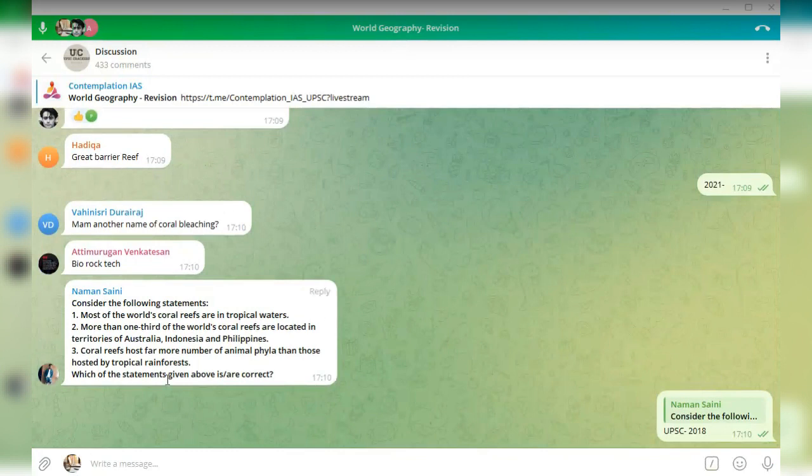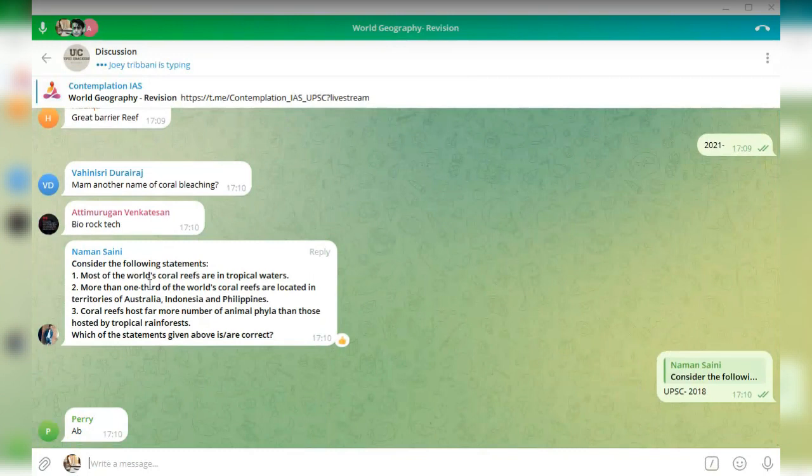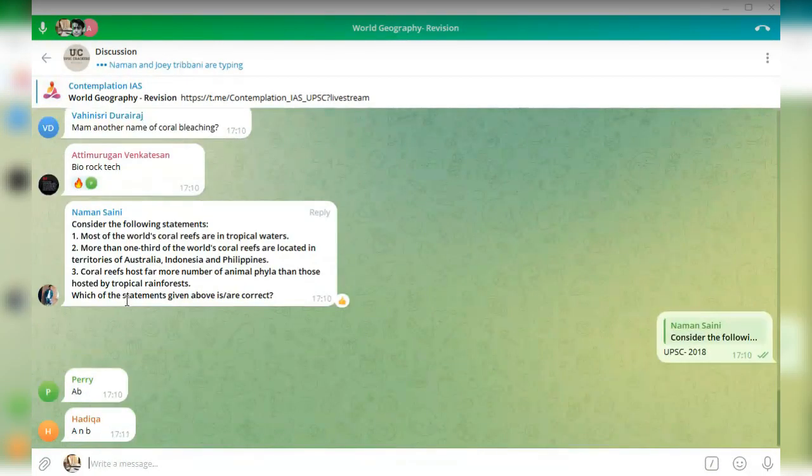Now please try to solve this question. Try to answer this question. UPSC 2018 question. Most of the world's coral reefs are in tropical waters. Exactly, correct. One third of the coral reefs are located in the territories of Australia, Indonesia, and the archipelago colonies. Basically, the coral colonies are there. Okay? Then the third statement says coral reefs host far more number of animal phyla than those hosted by the tropical rainforest. Meaning coral reefs have more productivity, or more habitation, than tropical rainforest.